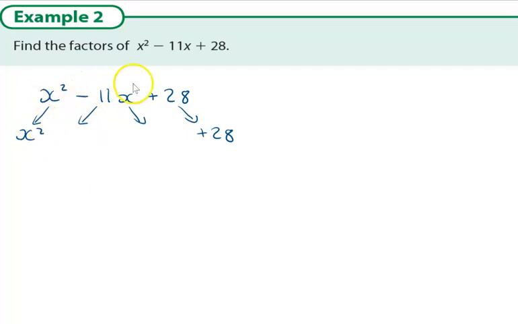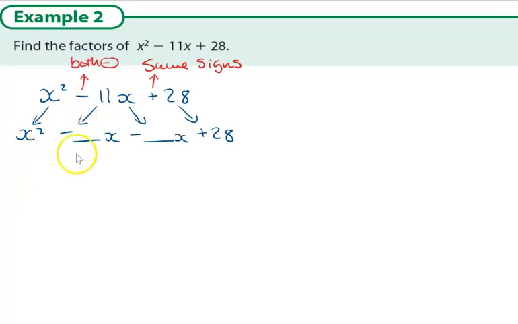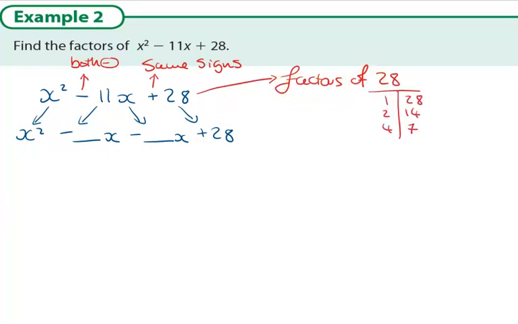So I bring down the x squared, bring down the plus 28, and the minus 11x will break down into 2 parts. This plus tells me that these 2 signs will be the same, and this minus tells me they're both going to be minus. So minus something x minus something x. So I get the factors of 28, and I'm going to choose 4 and 7, because minus 4x minus 7x gives me minus 11x.